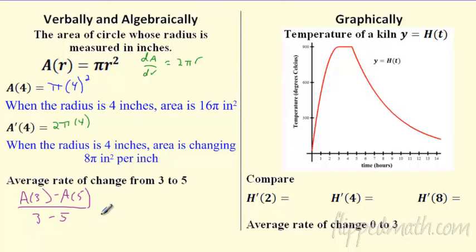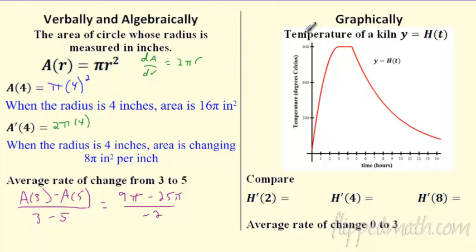And we could find those. We could plug in the A of 3. Let's just do it real quick. That would be pi r squared. So that would be 9 pi, minus 5 would be 25 pi. I just went ahead and squared it. And that would be all over negative 2. So we clean that up and say that's how fast the area is changing per inch. Excellent, very nice.